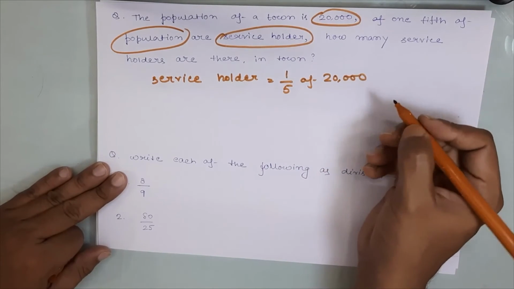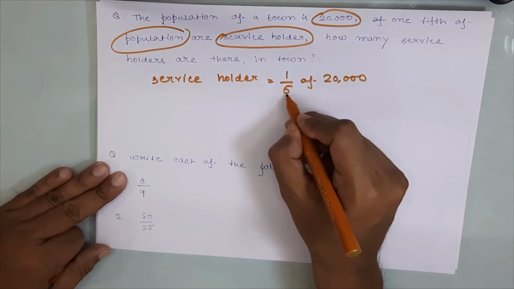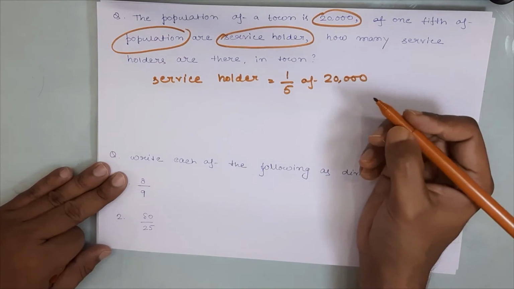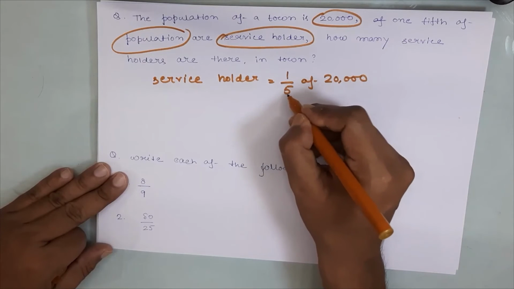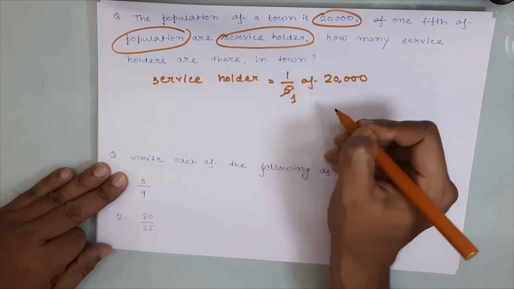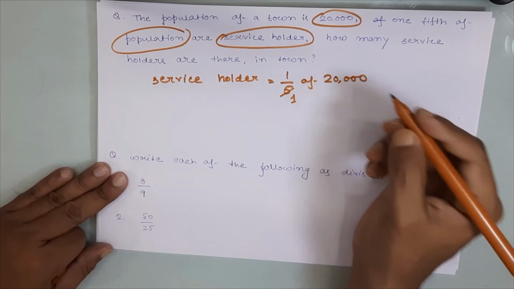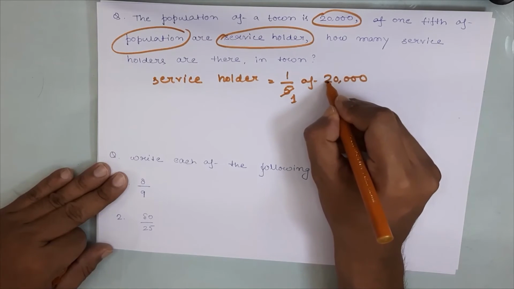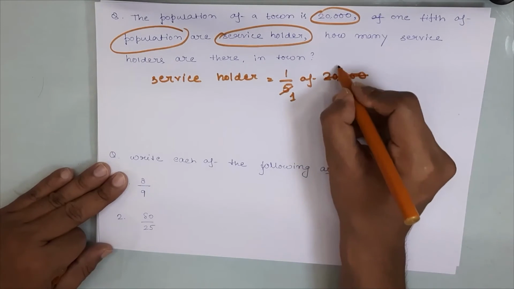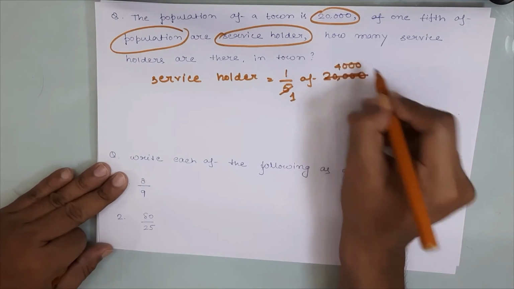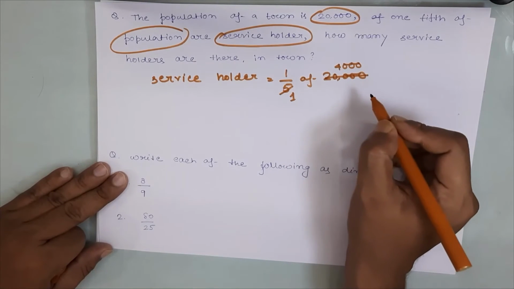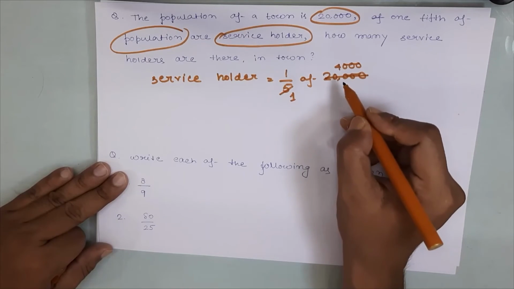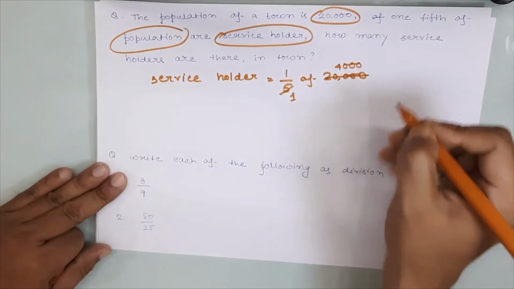Now, do we have a common factor between 20,000 and 5? Yes, we do. Both of them are divisible by 5. So if I divide 5 by 5, we get 1 as a quotient. If I divide 20,000 by 5, we get 4,000 as a quotient. Please try it out in your rough copy. You will get the same answer. Once you divide 20,000 by 5, you will get 4,000.